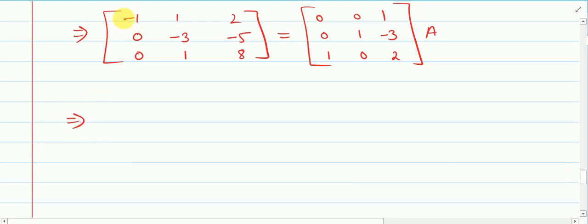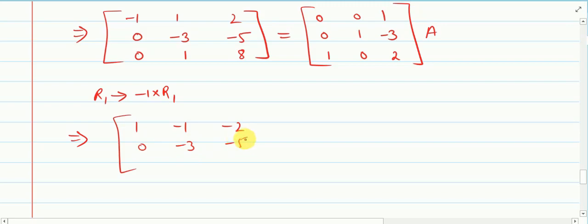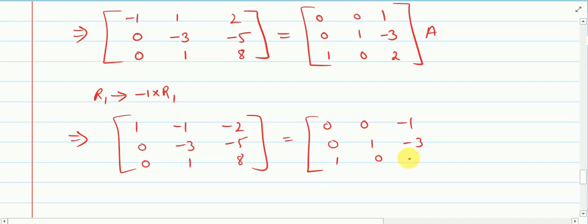Since I need the first element as 1, I should multiply throughout by minus 1 to make this 1. So I will write R1 will become minus 1 into R1. By doing that I am getting 1, minus 1, minus 2, 0, minus 3, minus 5, 0, 1, 8. This side you are getting 0, 0, minus 1, 0, 1, minus 3, 1, 0, 2.